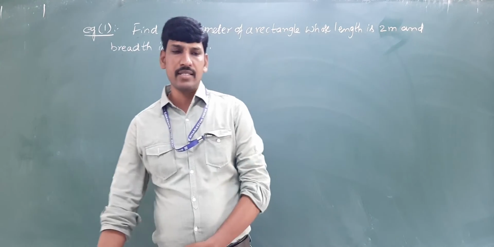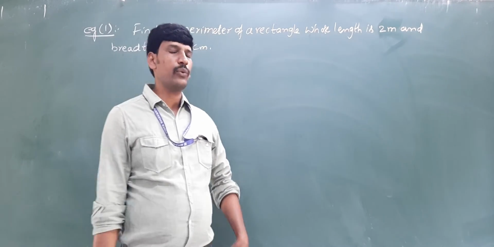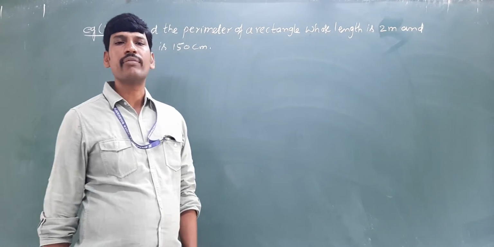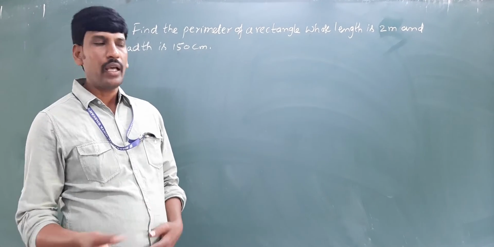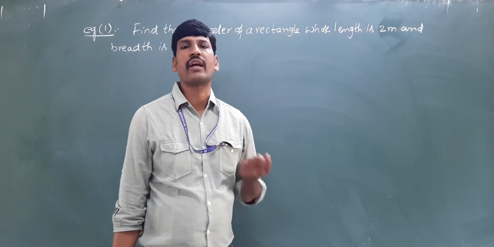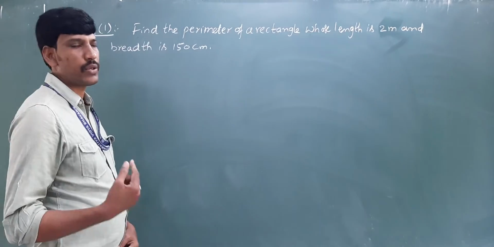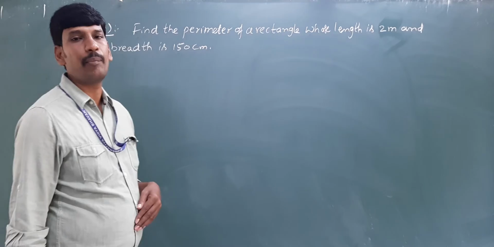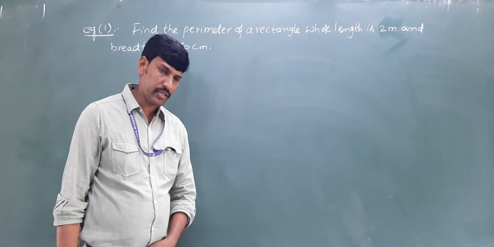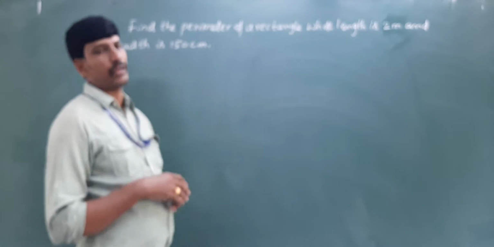In the previous class, we discussed one new concept that is mensuration. In that, we discussed perimeter of closed figures, and one concept, perimeter of a rectangle. So, what is the perimeter of a rectangle? Perimeter of a rectangle is equal to 2 into (L plus B). That is the formula, 2 times length plus breadth. So you should add length and breadth and multiply with 2. You will get the perimeter of the given rectangle.